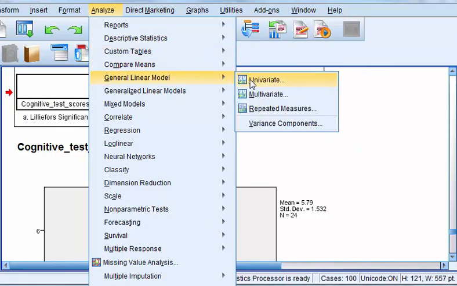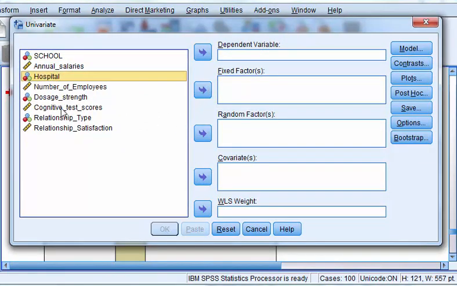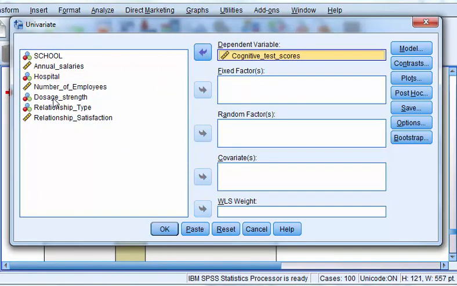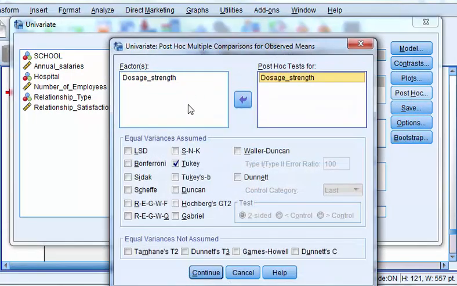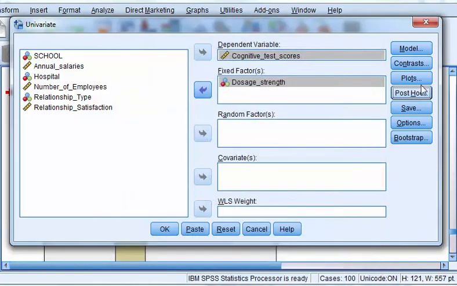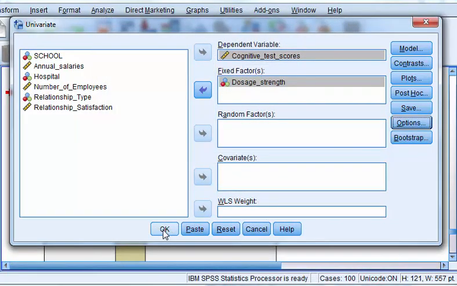Analyze, general linear model, univariate. Cognitive test scores is the DV, dosage strength. Everything else here should be picked already. Let's make sure the post hoc test, Tukey. And options, right, descriptives, estimates of effect size, power, and homogeneity. That's us. Good to go. Click OK.